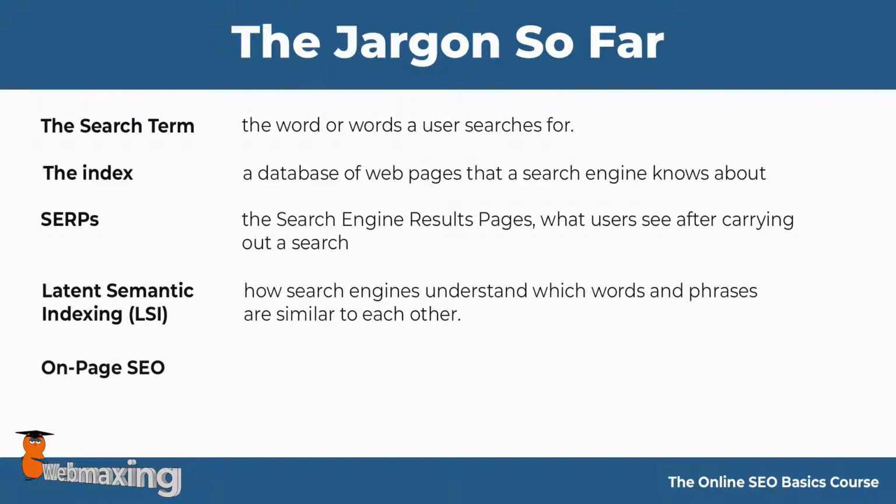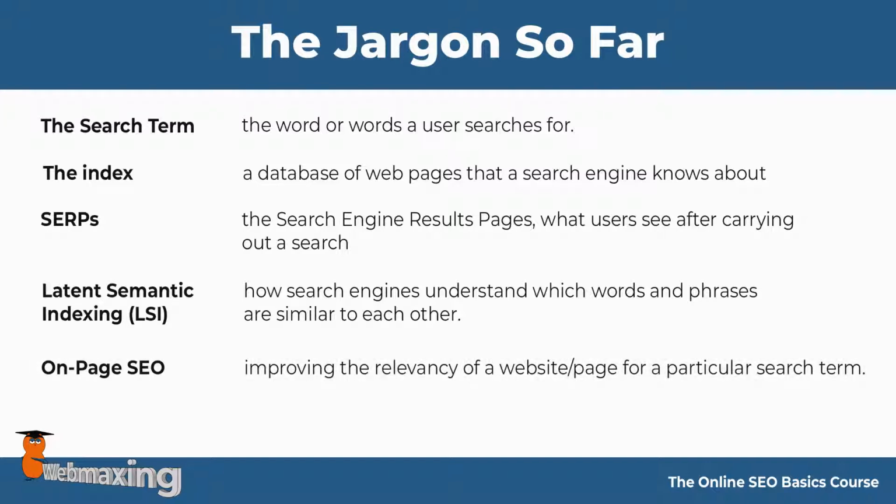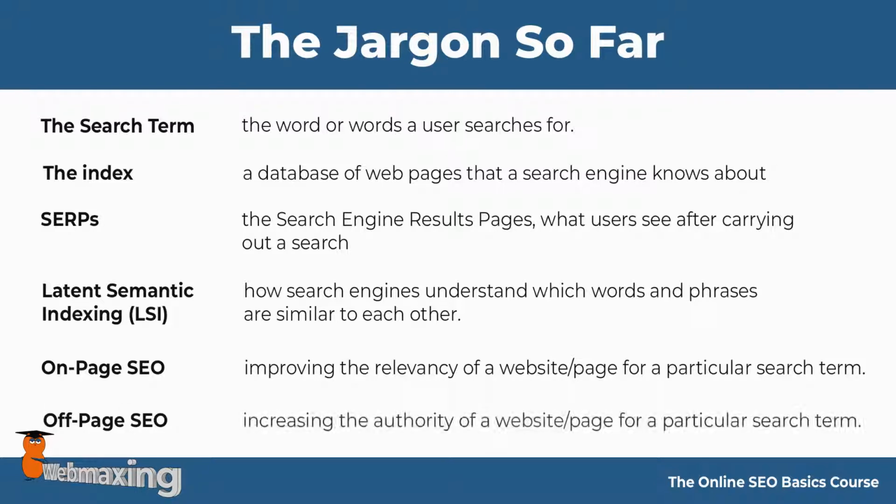On-page SEO, improving the relevancy of a website or page for a particular search term, like cute cuddly kittens. Off-page SEO, increasing the authority of a web page for a particular search term.